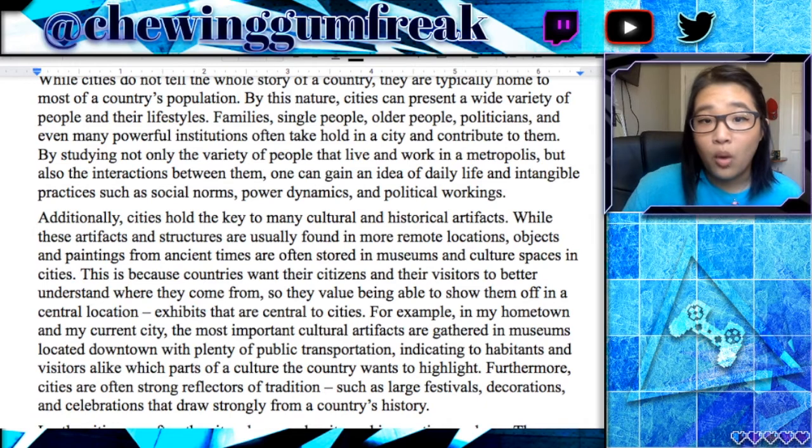I really don't want to do this, and what I should have done instead, if I wanted to talk about cities being strong reflectors of tradition, is to just make that into a separate small paragraph, maybe 3 sentences at the most.